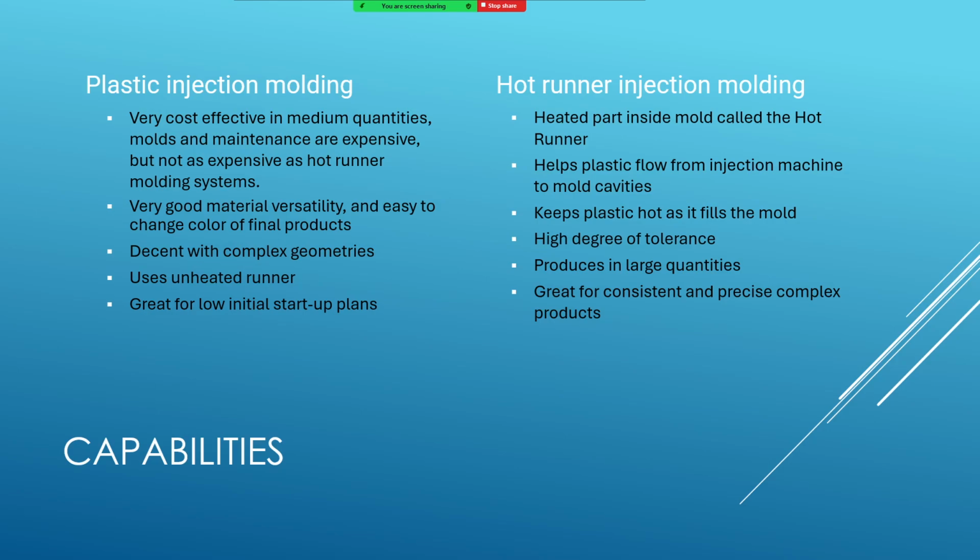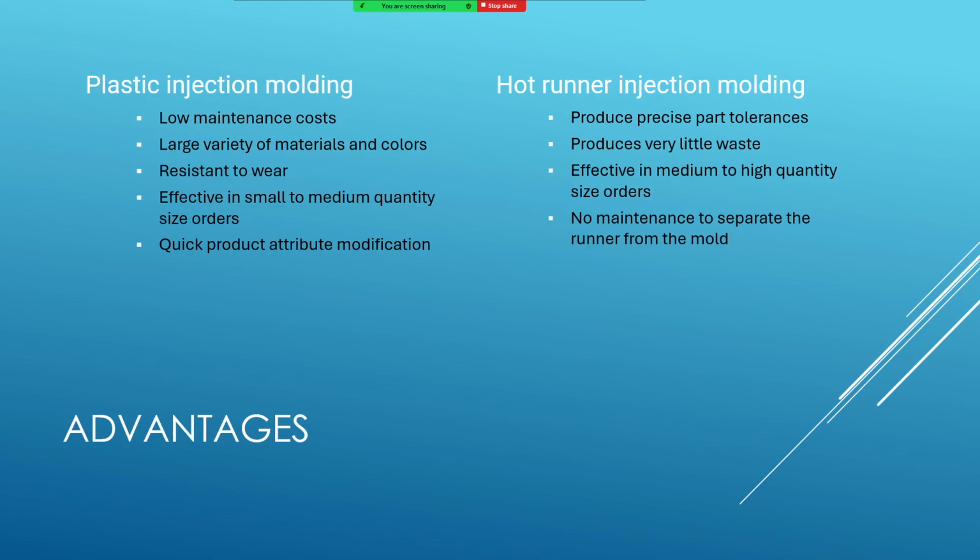A hot runner injection molding system is very good for large quantities, and it has a very quick cycle time, which allows it to create many parts in small time frames. The whole point of a hot runner injection system is that it has a hot runner that keeps plastic hot as it fills the mold, which evenly allows the plastic to spread within the mold, getting into small nooks and crannies where plastic injection molding might not be able to.